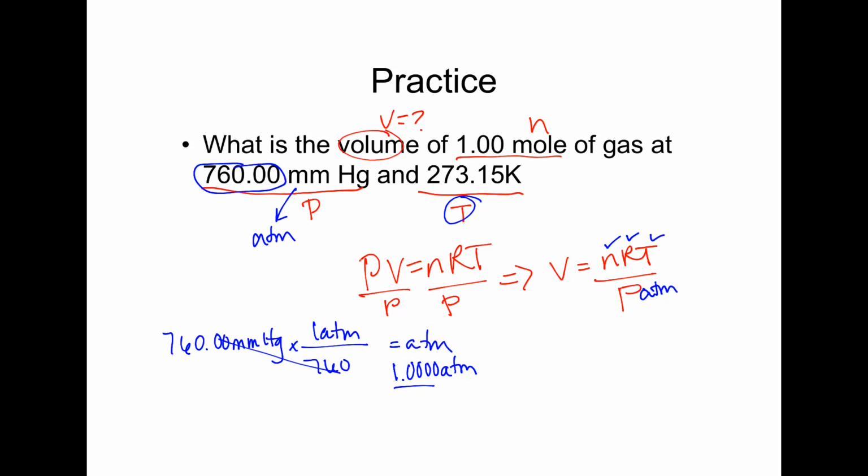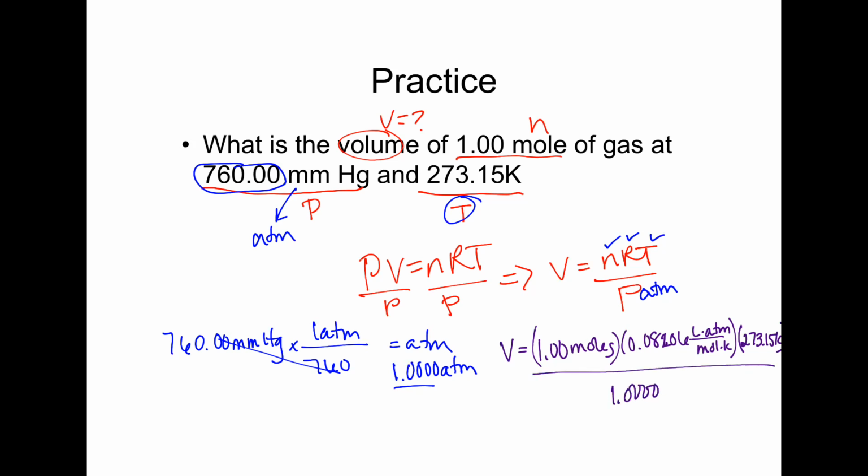Okay, now I'm going to put those into my equation. I'm calculating V, and I have my moles. I have R, 0.08206 liters atmospheres per mole K. And I have my temperature at 273.15 K. Now I'm dividing by my pressure. It was 1 atmosphere.